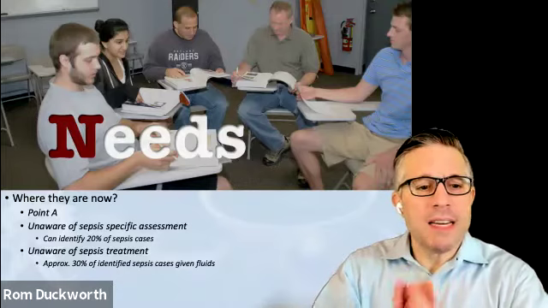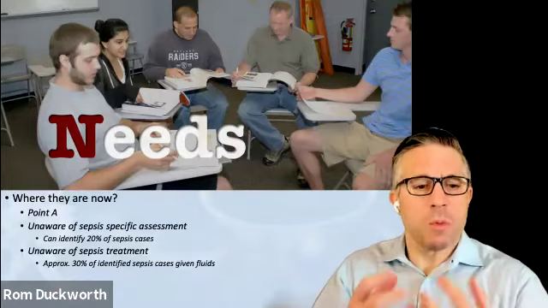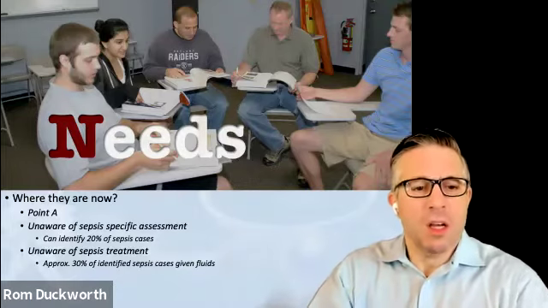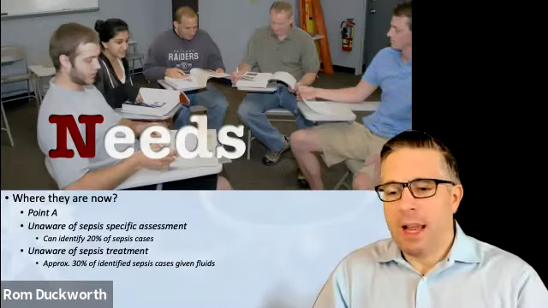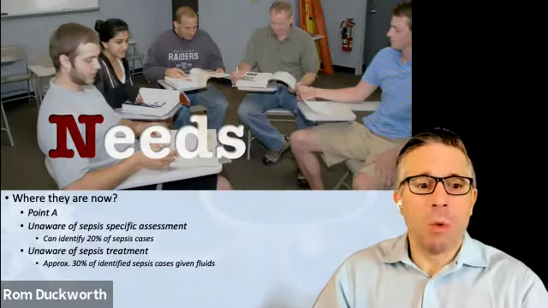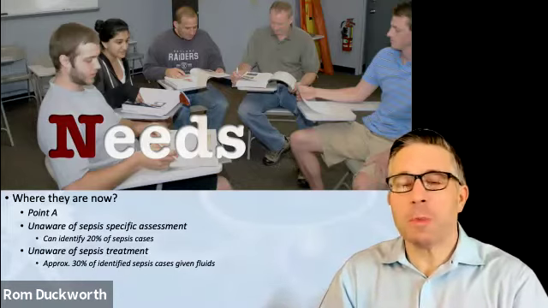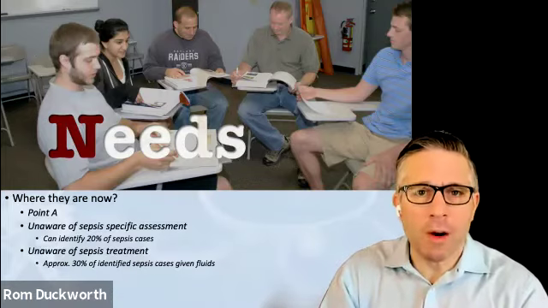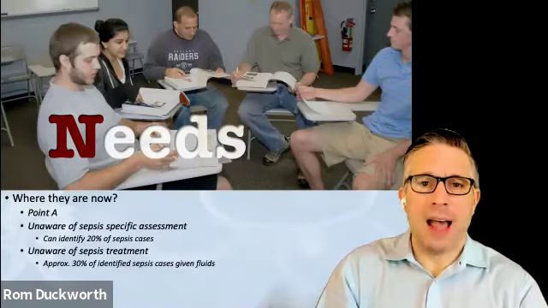Then we move on to needs, okay? And this is primarily the students' needs. We need to identify their point A and their point B, right? Point A, where are they now? Maybe they're unaware of sepsis-specific assessments, okay? Maybe you get that from a quality assurance program or knowing a little bit about the background of your students, or maybe you've applied a pretest, or this comes out of regular protocol testing.